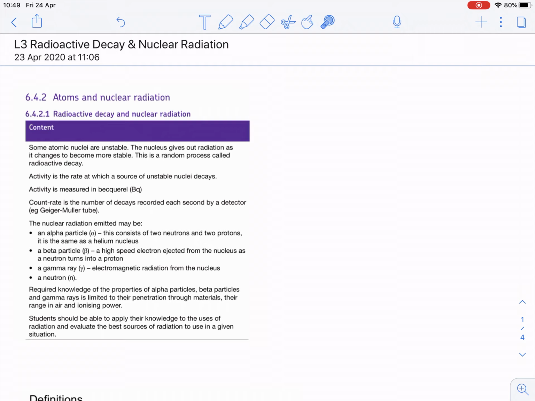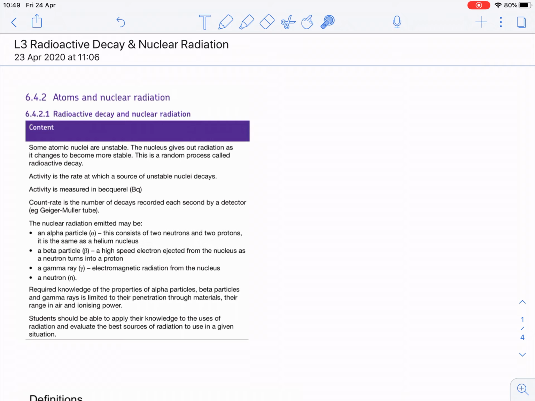Just before we get started, there's some key info that we need to understand. We're looking at the idea of radioactive decay. The reason this happens is that some atomic nuclei are unstable. Because of this, the nucleus gives out radiation as it changes to become more stable, to gain further stability. This is a random process, we can't predict it, and that process is called radioactive decay.